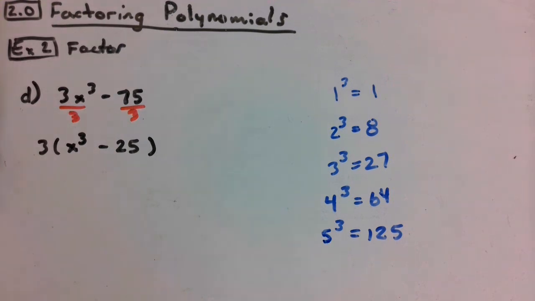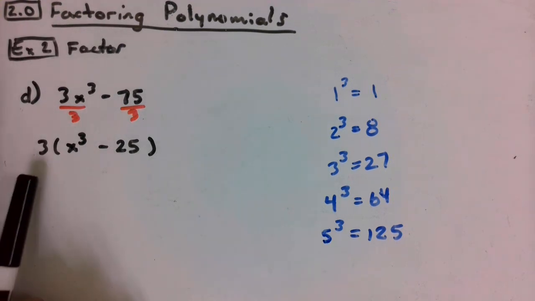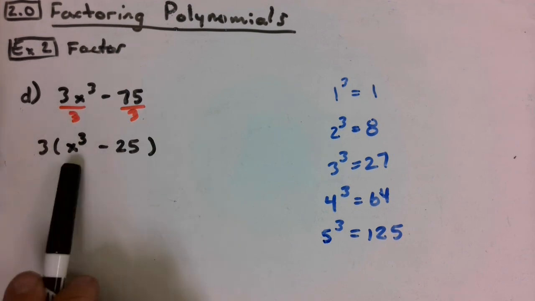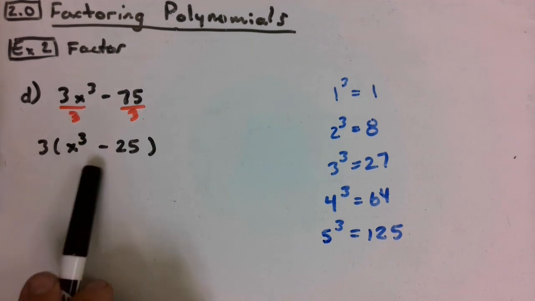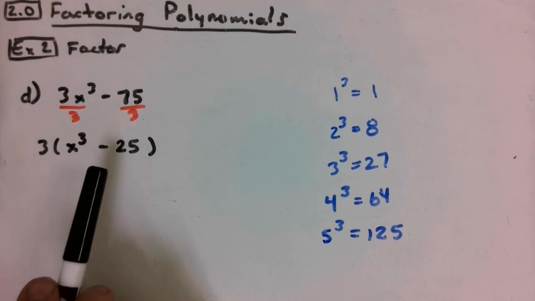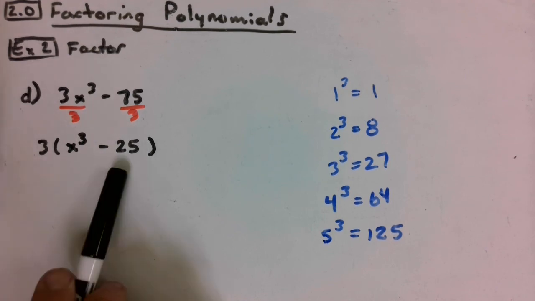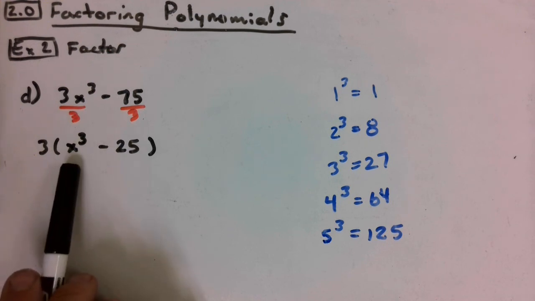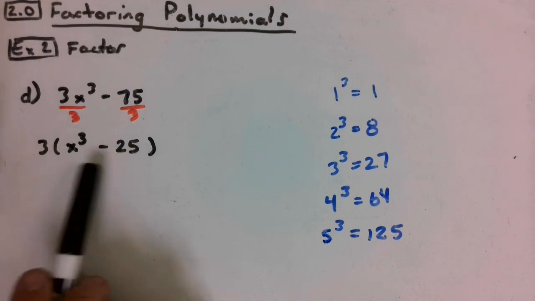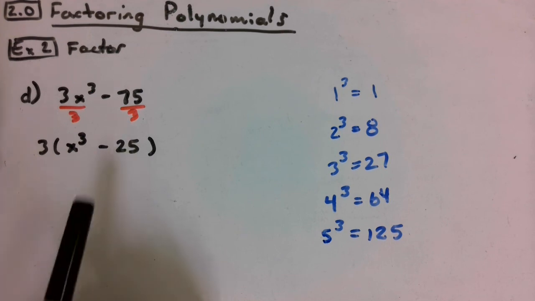That is our final answer. The only thing we could do is factor out a 3 in this problem, and then this does not fit any of the different factoring methods we have for binomials. This is not a difference of squares pattern because x cubed is not a perfect square, and this is not a difference of cubes pattern because 25 is not a perfect cube.